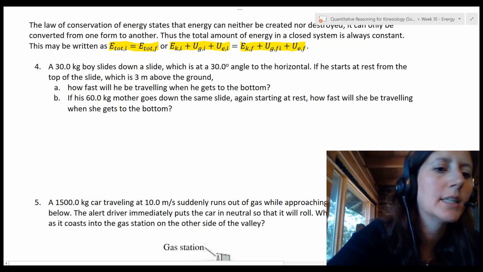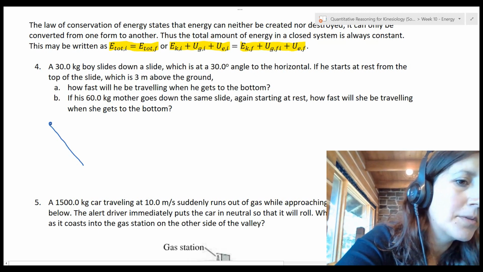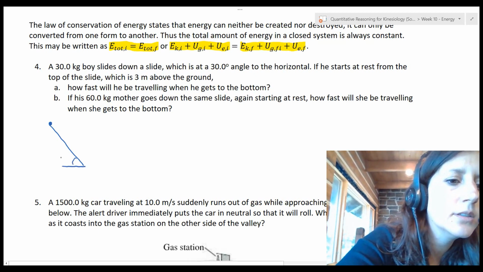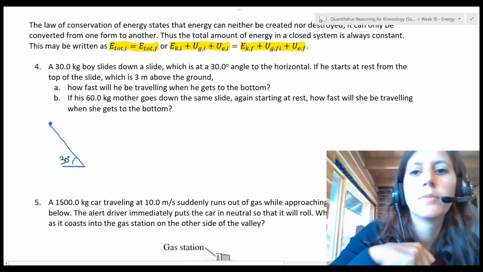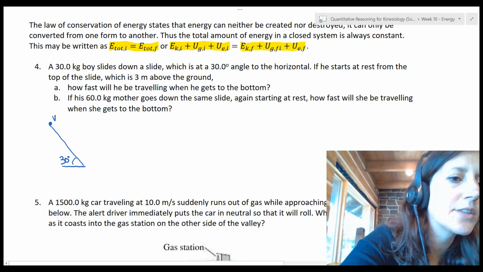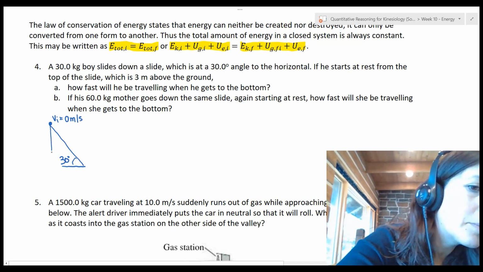Okay, let's start with just a little diagram here. We have a slide. Here's the boy at the top of the slide. It's at a 30-degree angle to the horizontal. He starts from rest at the top of the slide. So initially he's at the top of the slide and he's not moving. So his speed is 0 meters per second. The slide is 3 meters above the ground.